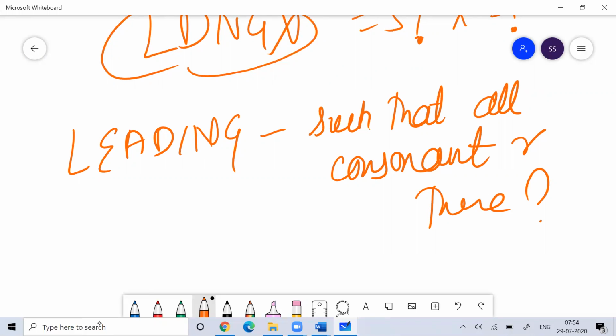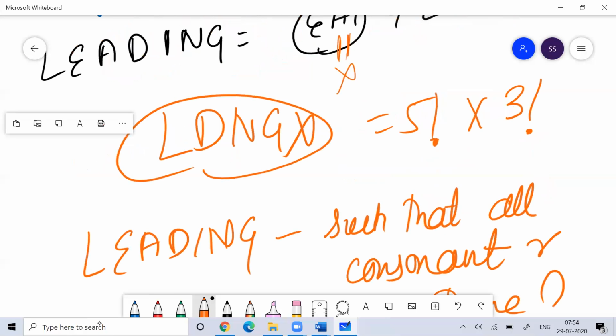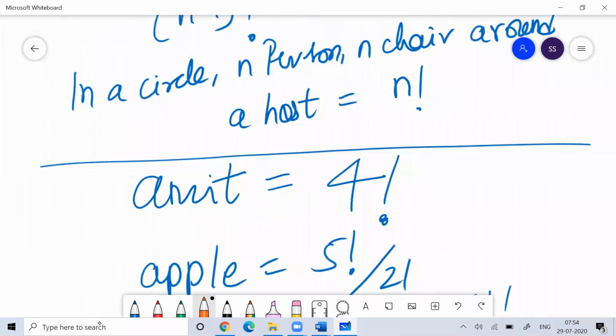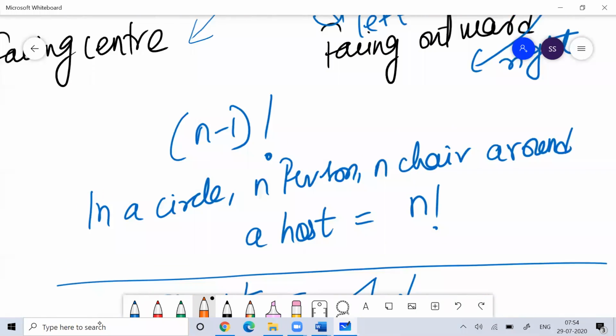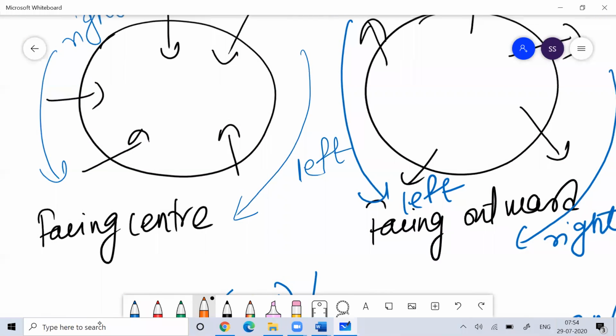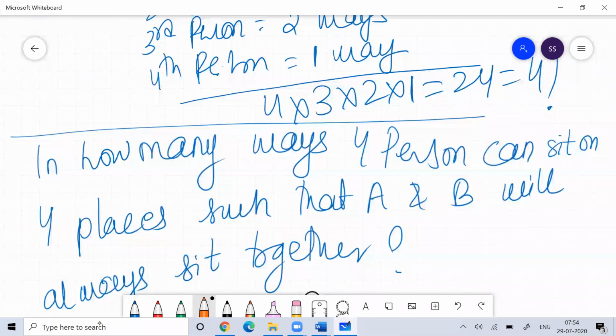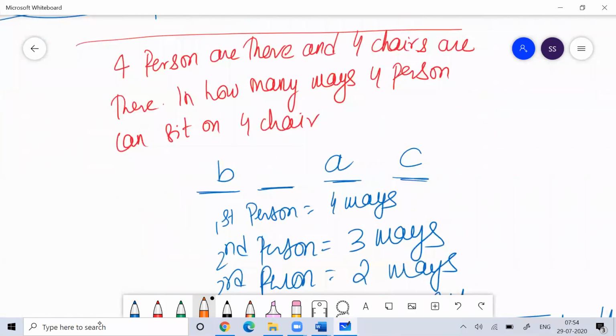So you are getting the concept. Basically the same logic we are applying again and again. If we understand, our work is done. So whether they are together or not together, we can apply this, and ultimately we can define their places in the concept of factorials. How we can do them.